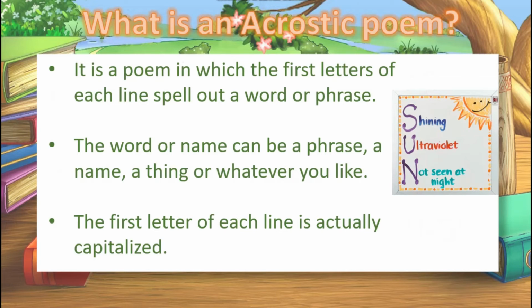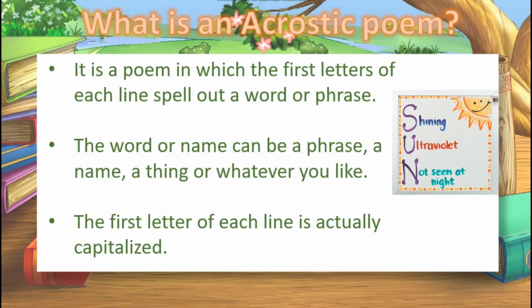Now, when I say first letters of each line, I want you to look at the picture on the right, which I have in purple. S-U-N. So S-U-N, this is sun. When I say spell a word, that means I have a word, but it is written vertically. They told you that the word or name can be a phrase, a name, a thing, or whatever you like.